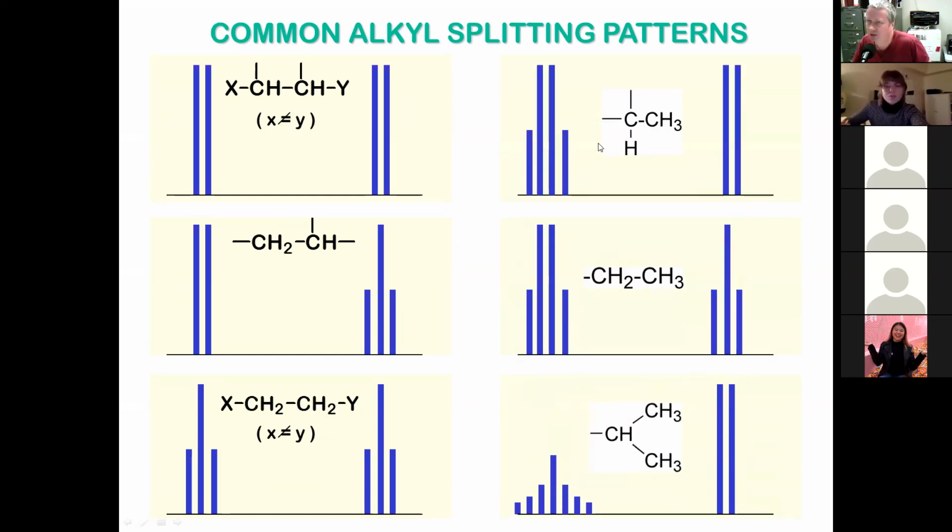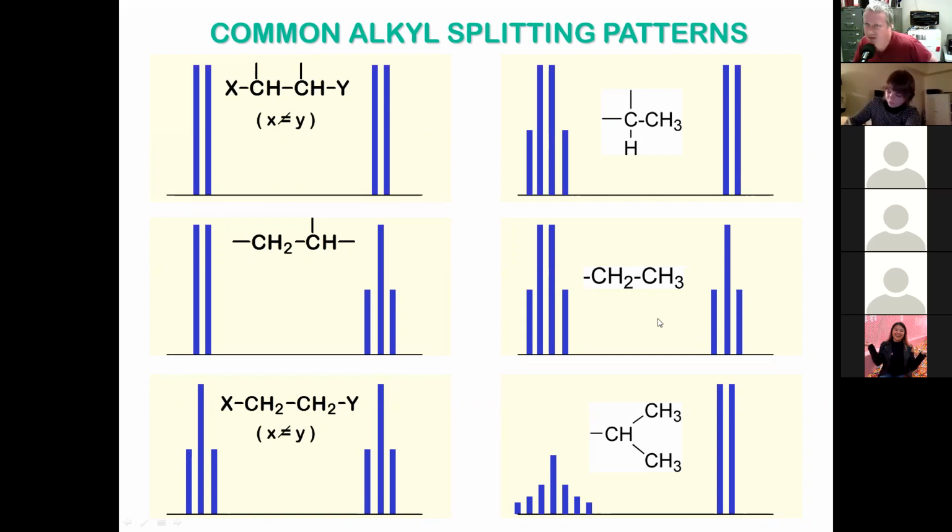What about the CH next to a CH3? How many neighbors does that CH have? The CH has 3 neighbors. So what's this called? Somebody say the word. Something tet. A quartet. Quartet, yeah. Whereas the CH3 has how many neighbors? It's got 1 neighbor, 1 plus 1 is 2. It's a doublet, right? Make sense?